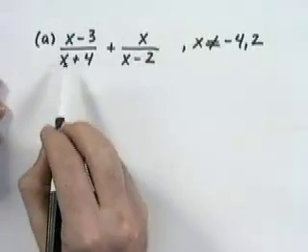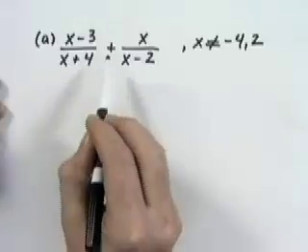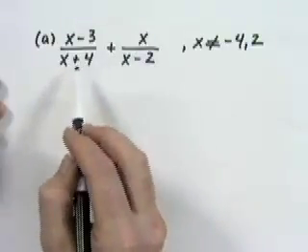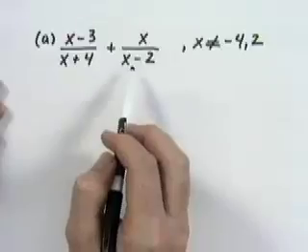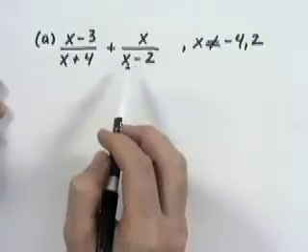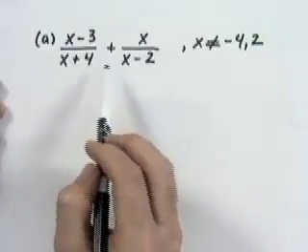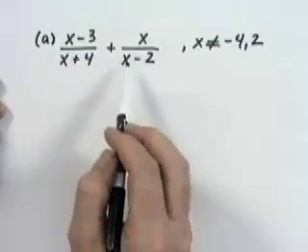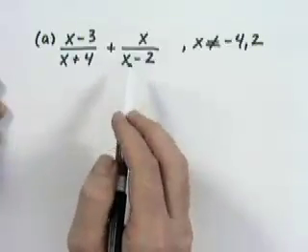We're now going to look at a situation where we're adding and subtracting rational expressions, but the denominators are not equal. Here we have x minus 3 over x plus 4 plus x over x minus 2. First thing that we should notice is that both the denominators are prime. So what we're going to do in order to add these expressions is to first rewrite both the expressions so that they have a common denominator.